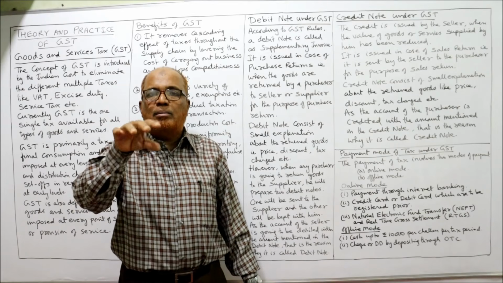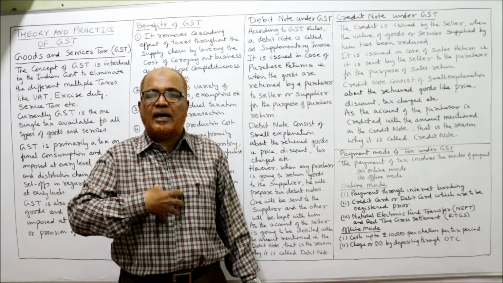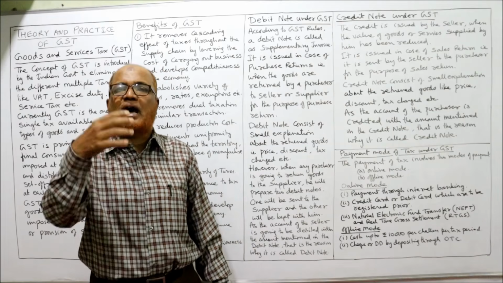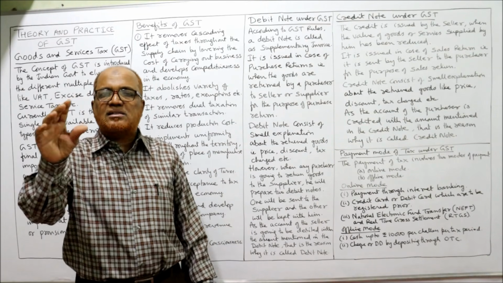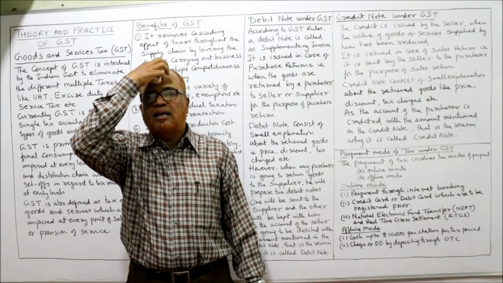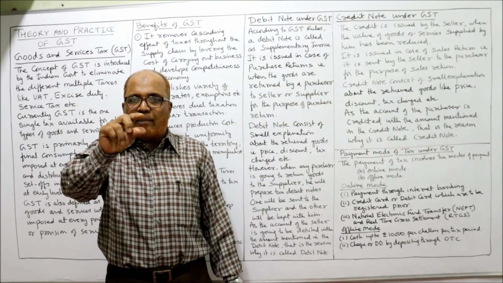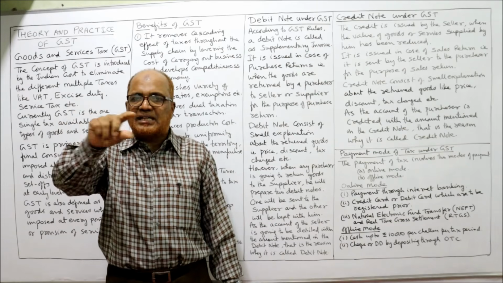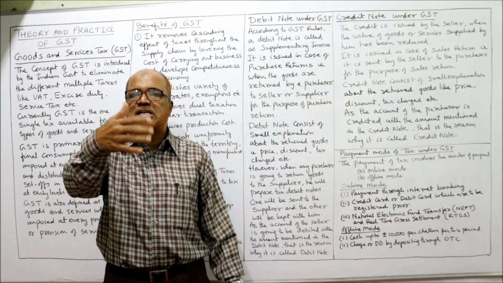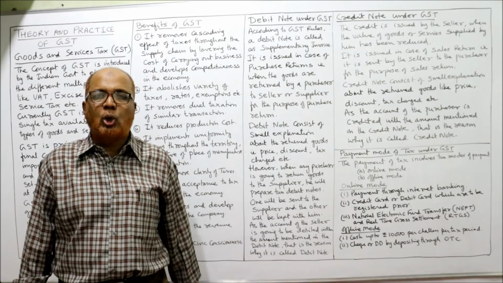So this credit note will be prepared whenever there is a sales return. And this credit note will be prepared by the seller or supplier. I am the seller, I am the supplier, I will make the credit note. And this credit note will explain the details of the goods returned by the buyer. What is the amount of the goods, what is the discount, what is the tax charged, etc. All these details are written in the credit note.